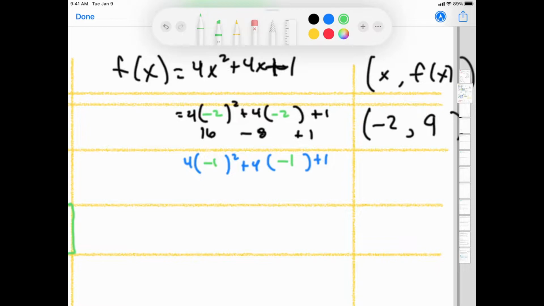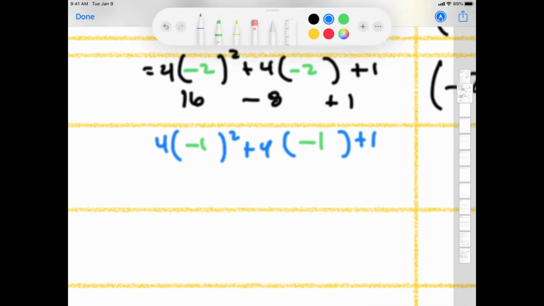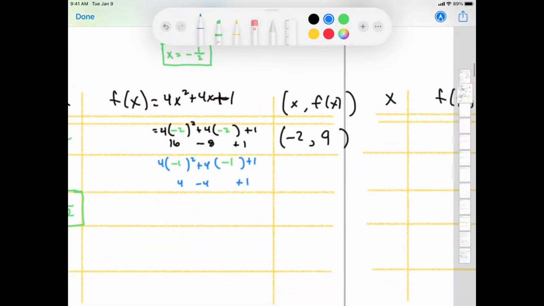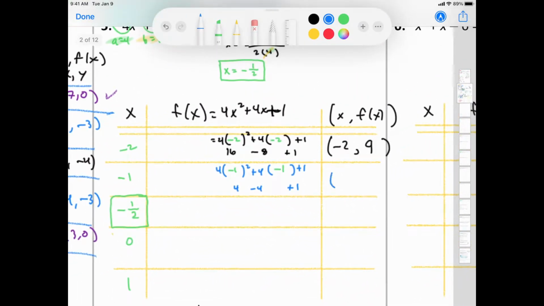Put in -1 here. -1 times -1 is 1, and 1 times 4 is 4. 4 times -1 is -4. 4 minus 4 is 0. 0 plus 1 is 1. So -1/2, and I get my answer of 1.